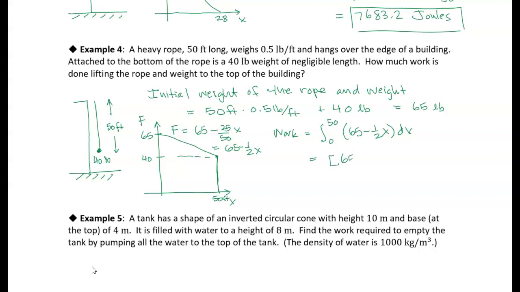All right, so that's easy enough. We get 65x minus 1/4 x squared, right, evaluated from 0 to 50. All right, now we can just plug it into our calculator, and I got 2,625 foot-pounds. All right, because everything was in feet and pounds.